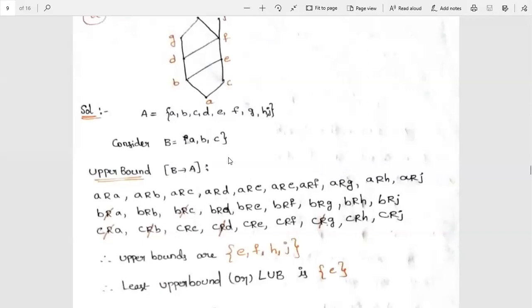Next, B is related to G. So B is related to G and B is related to H. So B is related to D, D to G, G to H. So B is related to H and B is related to J, from B to E, E to F, F to J. So here B is related to J.